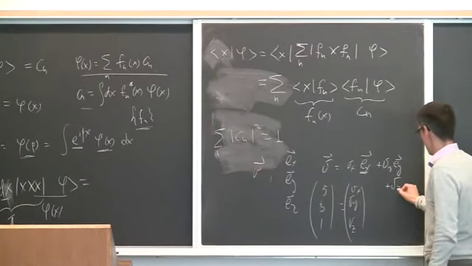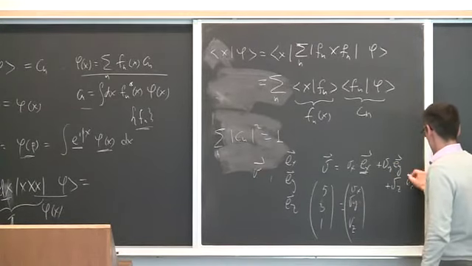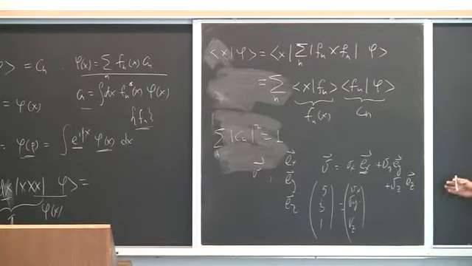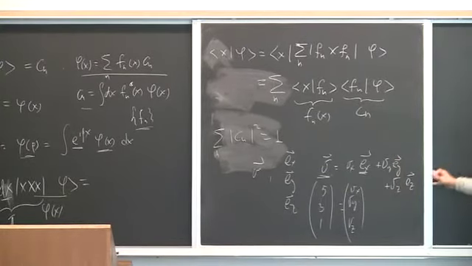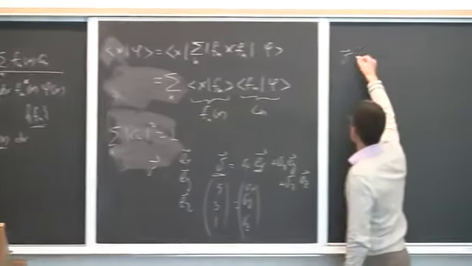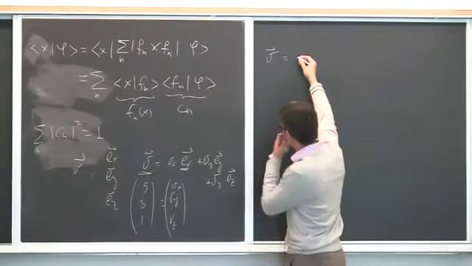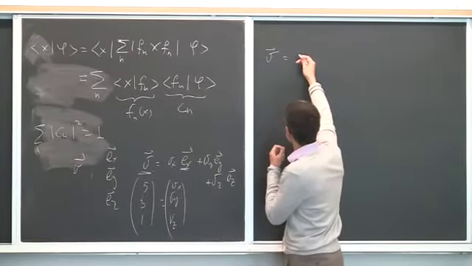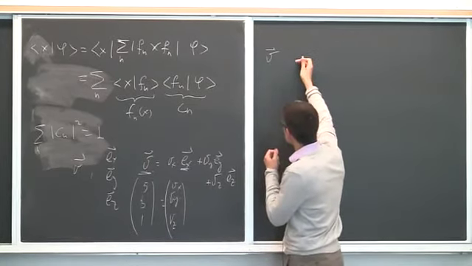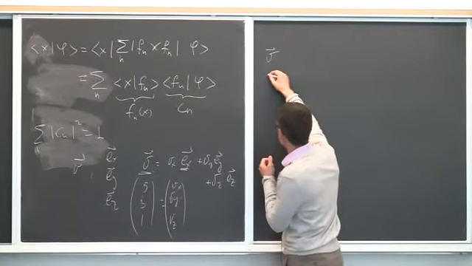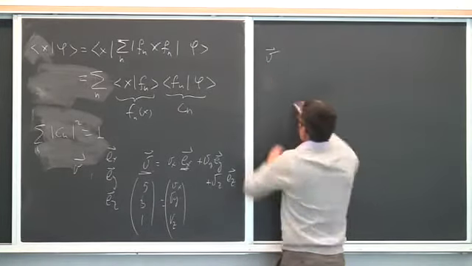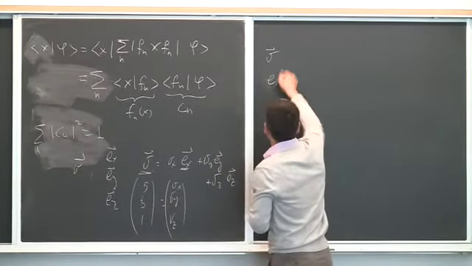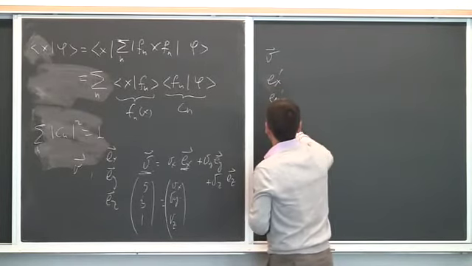Plus vz. Why is that? Because we can represent this vector in some other basis. So we can say, let's now use a different basis, say ex prime, ey prime, ez prime.